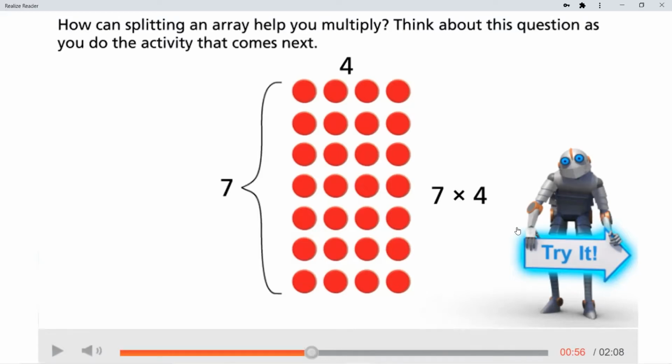Okay, so far what we've seen is they've taken the multiplication fact and made it into an array, which is something we've done before. Now, when they're talking about splitting that array, that means you're going to count part of the array first and then count the second part of the array afterwards, and then put those two partial answers together. So let's go ahead and see how they move forward with this operation.